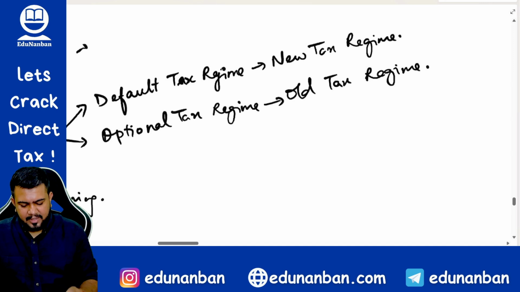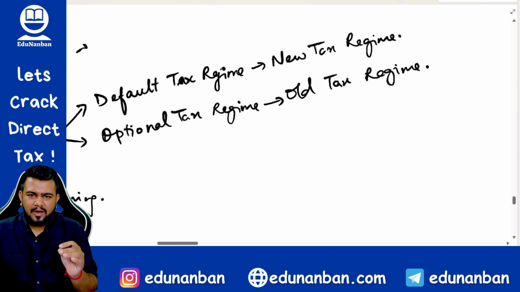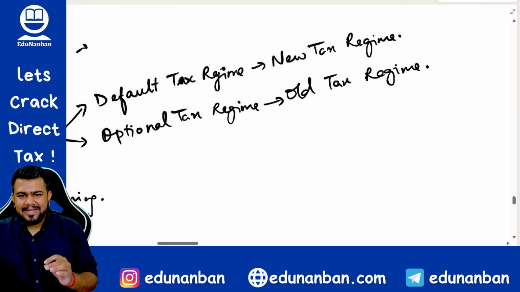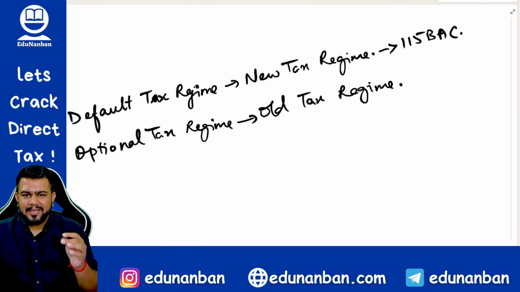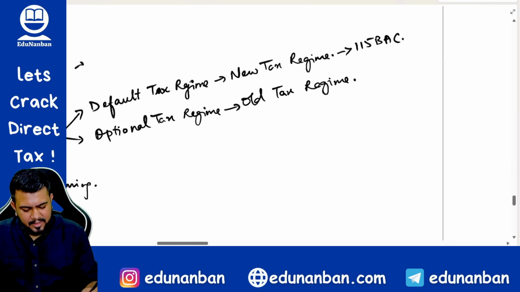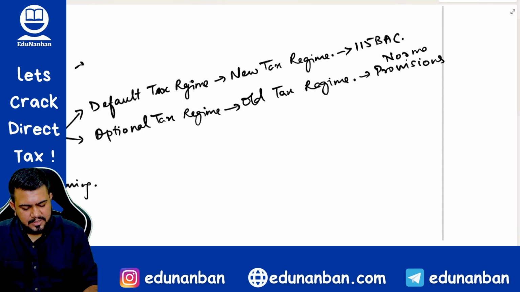Okay, default tax regime or new tax regime, optional tax regime or old tax regime. This default tax regime is also called section 115BAC, and the old tax regime is the normal provisions of the Income Tax Act.